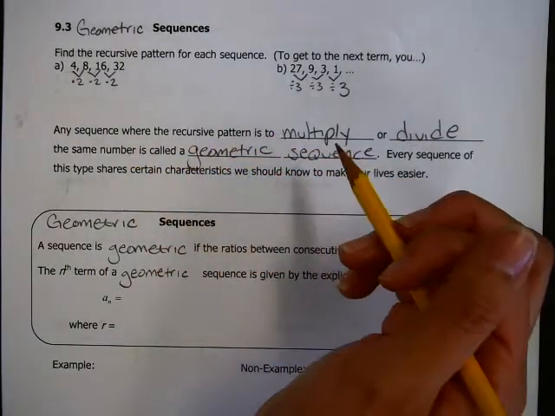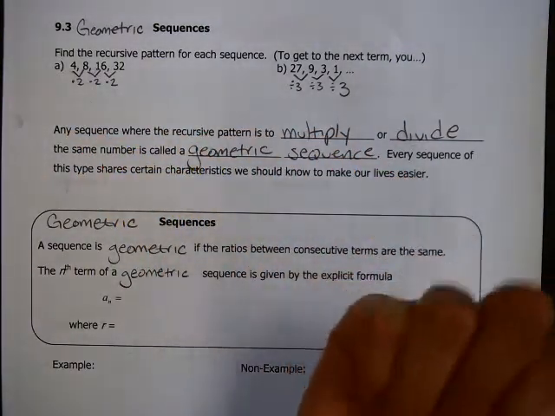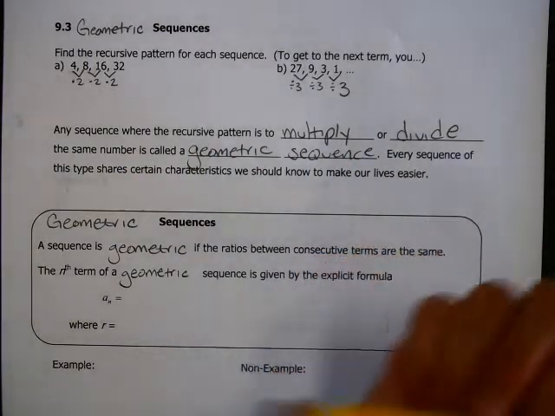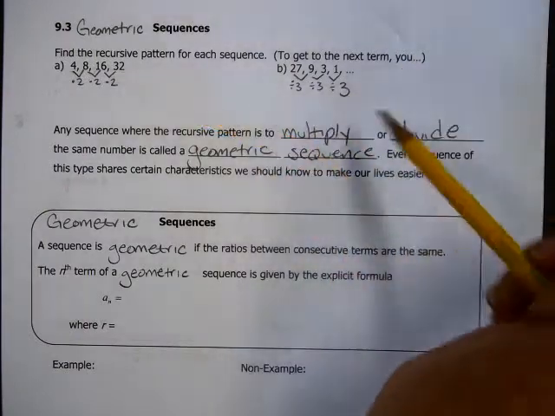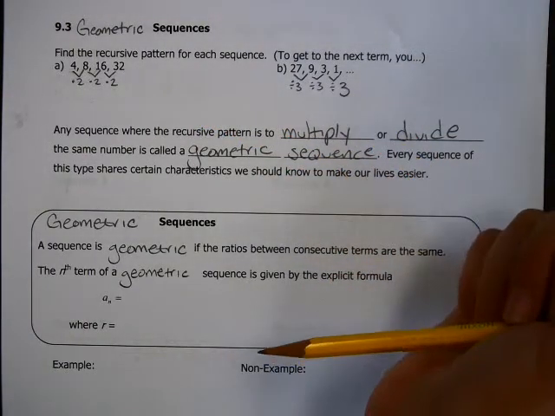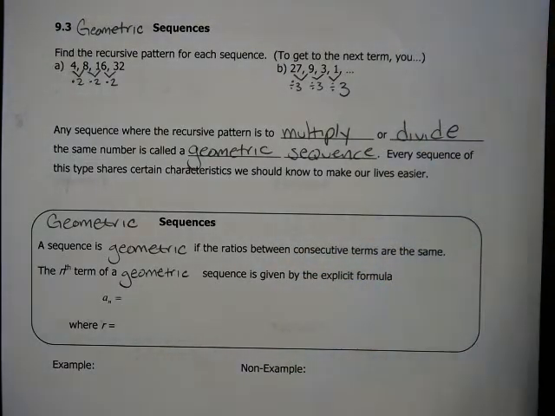Now in both of these, the pattern uses the same number over and over again, but they're not arithmetic because we aren't adding or subtracting. Instead, we're either multiplying or dividing. Sequences of this type are called geometric sequences. And just like the arithmetic ones, we want to understand how they work. That way we could use that pattern in the future.